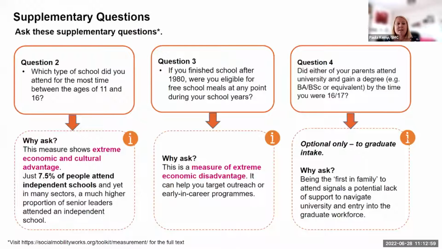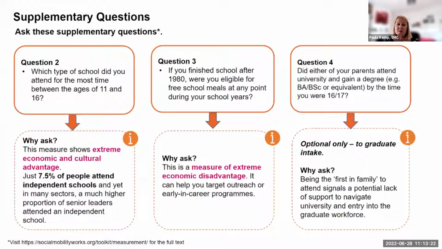We also suggest that organisations can ask supplementary questions, but these aren't a proxy of socio-economic background. They just show advantage or disadvantage. So I think we just need to make that clear when you're collecting this data as a standalone question. It doesn't necessarily show someone's socio-economic background.